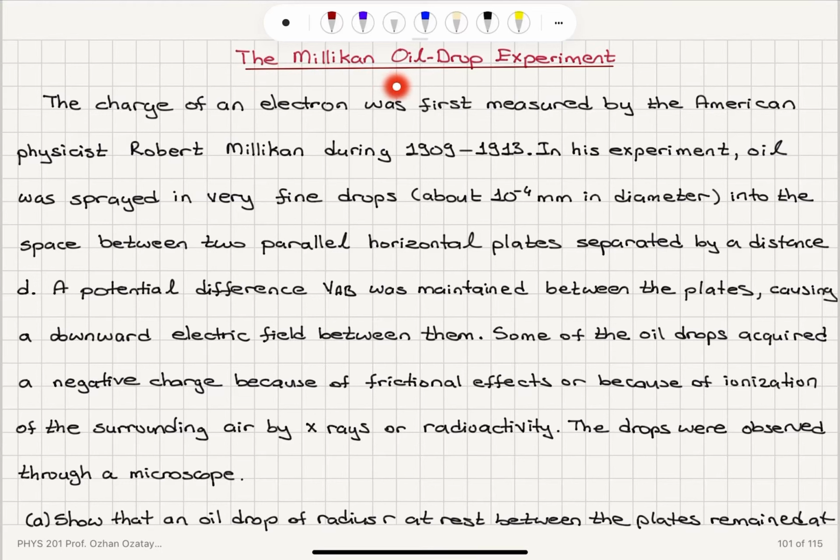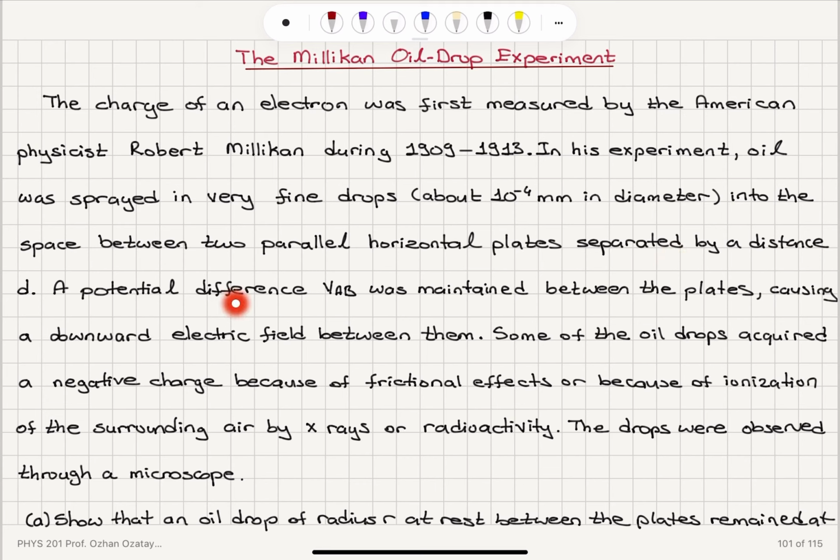The Millikan oil drop experiment. The charge of an electron was first measured by the American physicist Robert Millikan during 1909-1930. In his experiment, oil was sprayed in very fine drops about 10 to the minus 4 millimeters in diameter into the space between two parallel horizontal plates separated by a distance d.